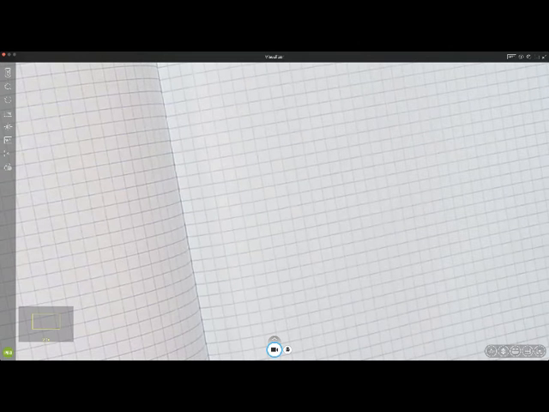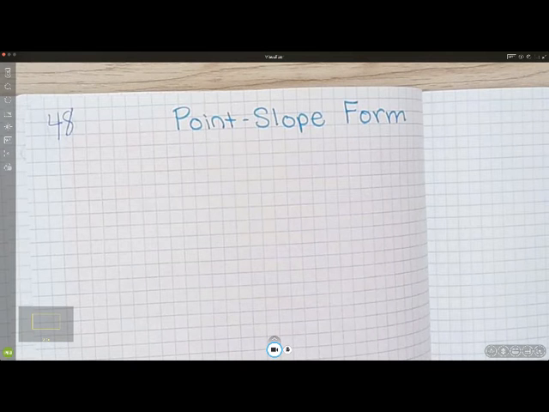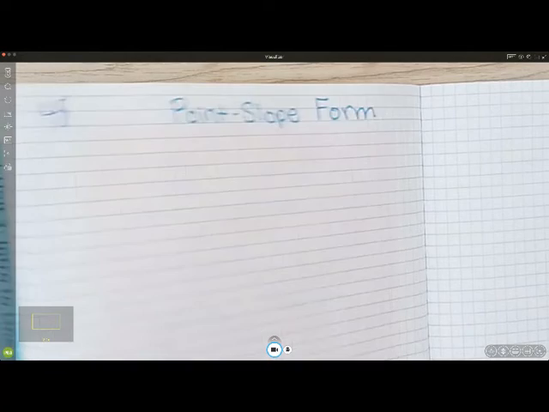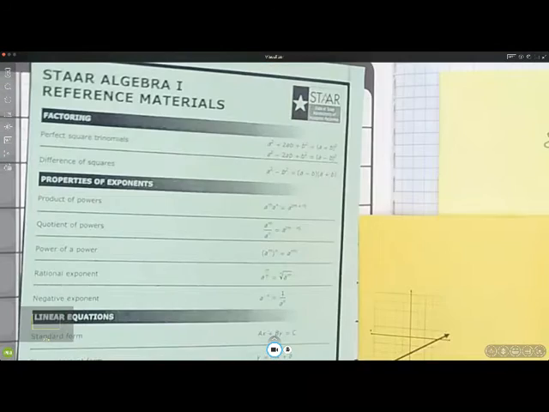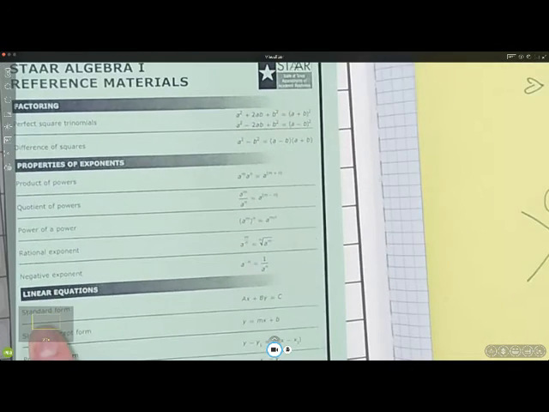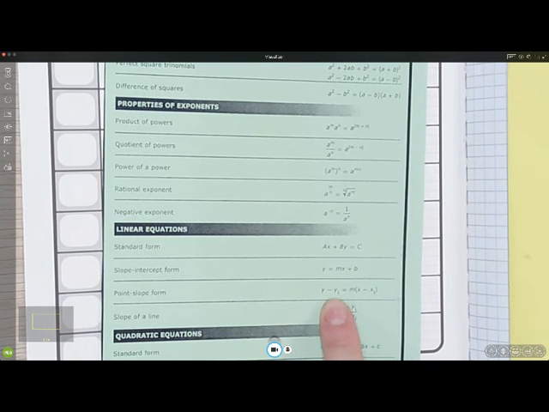So we are going to talk about the point slope form today. The point slope form can be found in your formula chart for Algebra 1. If you go back to the very front of your journal, we have standard form, which we've already learned about, slope-intercept form, point slope form, and slope of a line. Point slope form is this: y minus y1 equals m(x minus x1).